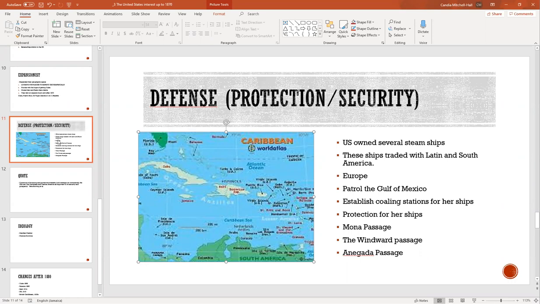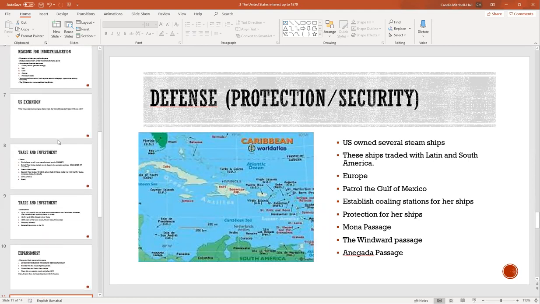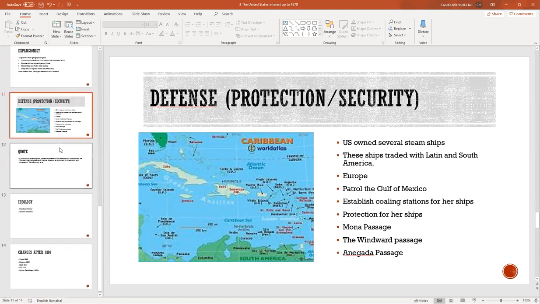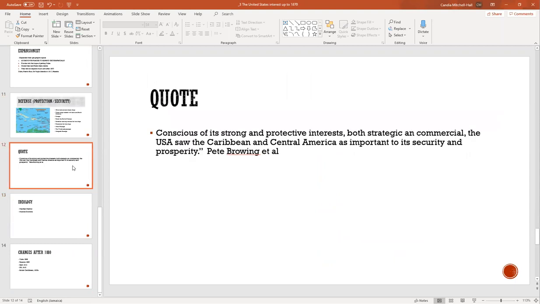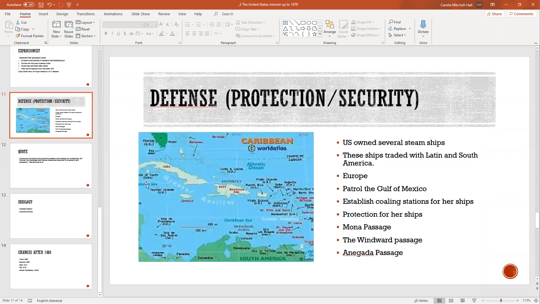And so at this point, they were interested in the Caribbean, one, because of trade, two, because of investment, three, because they wanted to expand, four, because of defense. And also their ideology, the Manifest Destiny and the Monroe Doctrine. A very important quote from Pete Browning said that, conscious of its strong protective interest, both strategic and commercial, the USA saw the Caribbean and Central America as important to its security and prosperity. Because if Germany should take over the Caribbean, that could pose a problem for our trade with Central America and Brazil. If Europe should continue to control the Caribbean, that is going to cause a problem for her.